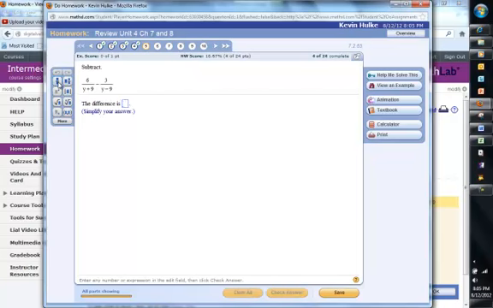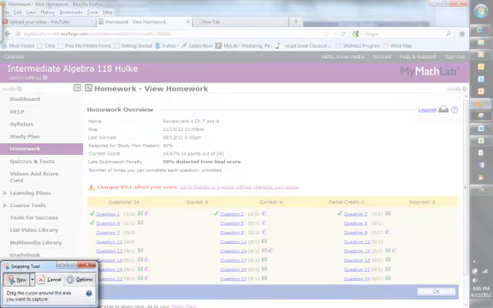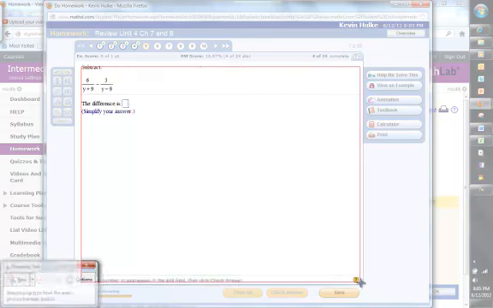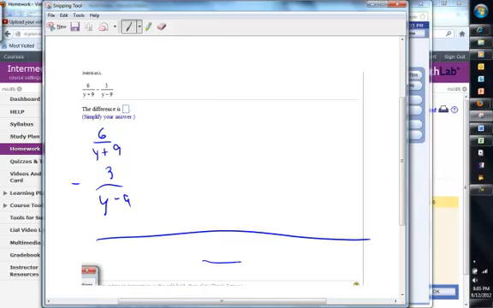Number 5, denominators are not the same. So we have to get the denominators to be the same. And we do that vertically. 6 over y plus 9 minus 3 over y minus 9. Common denominator is y minus 9, y plus 9. So this is missing the y minus 9. This is missing the y plus 9.